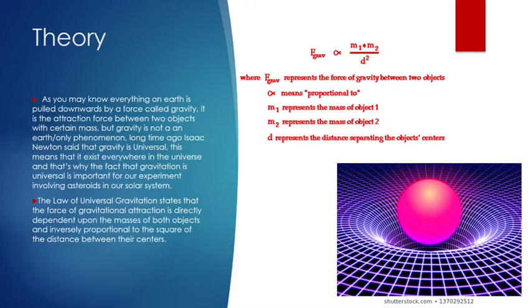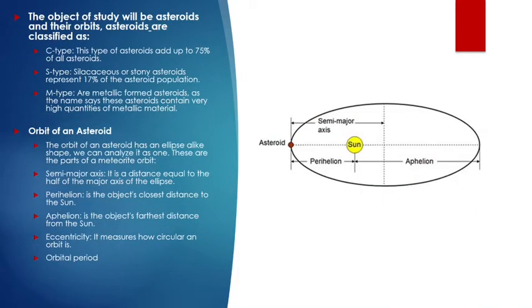our solar system. The law of universal gravitation states that the force of gravitational attraction is directly dependent upon the masses of both objects and inversely proportional to the square of the distance between their centers. This means that the longer the distance, the less the gravity will affect.